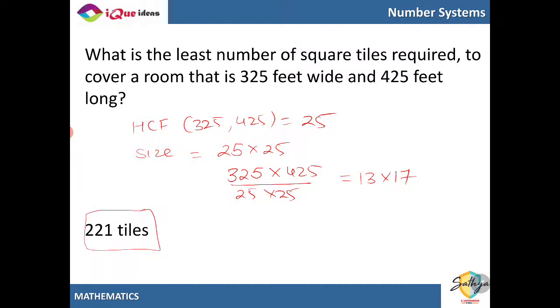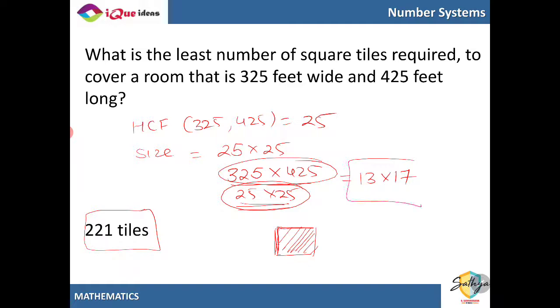So why did I take 25 into 25? Because 25 is the side of one tile. So the area of the tile is length into breadth. So 25 into 25. So the area of the room divided by the area of one tile is the total number of tiles.